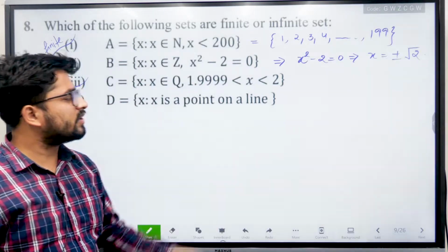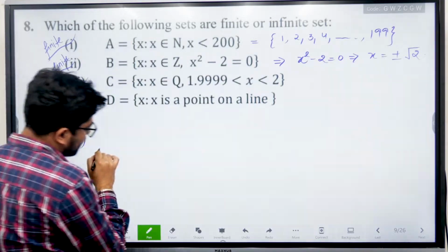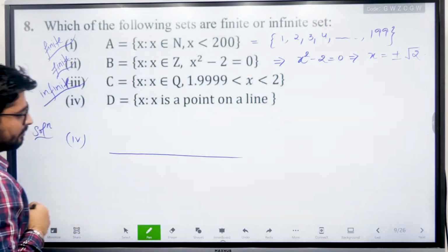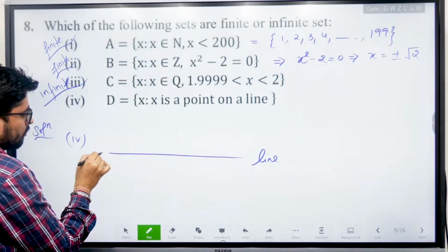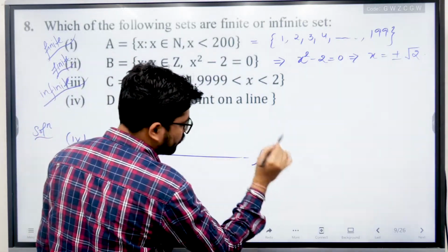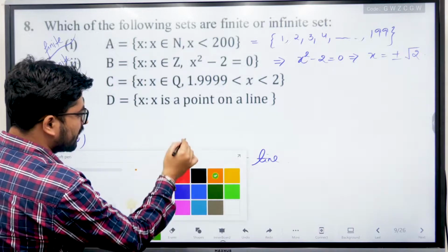Next thing, x is a point on a line. For the fourth one, let's say this is your line, in this direction and similarly in this one. Okay, this is your line. So how many points do you have? Sir, we have infinitely many points.